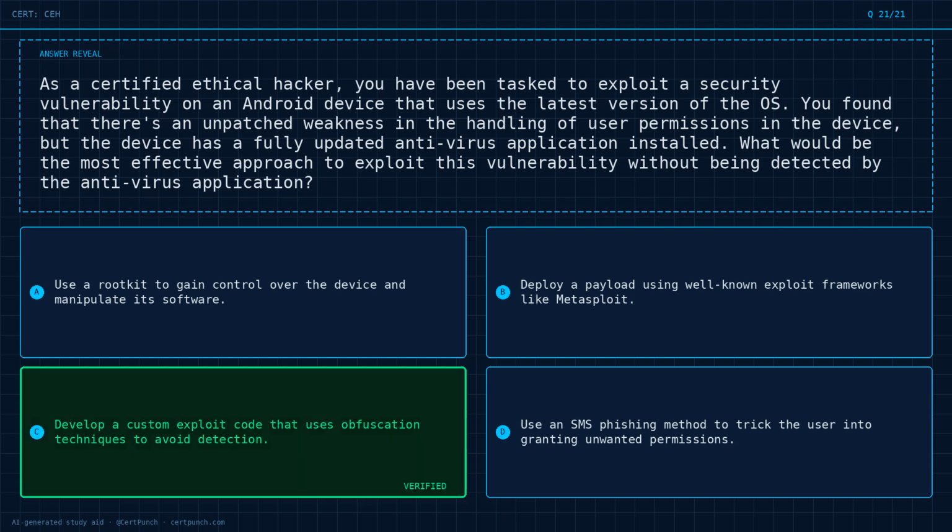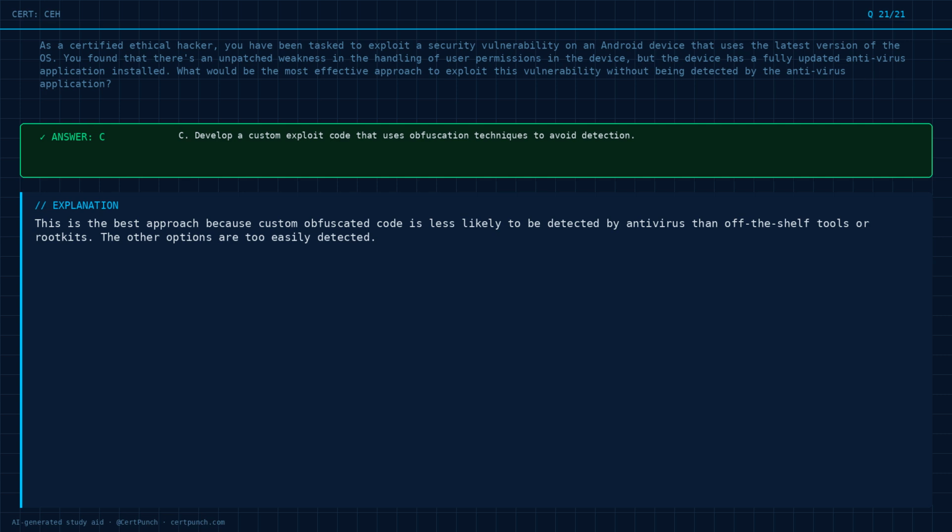The answer is option C. Exam logic. This is the best approach because custom obfuscated code is less likely to be detected by antivirus than off-the-shelf tools or rootkits. The other options are too easily detected.